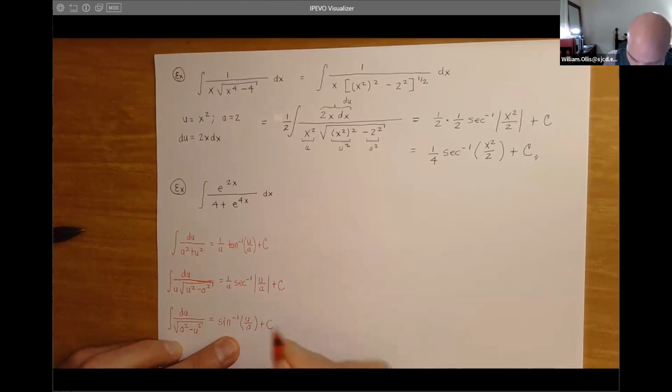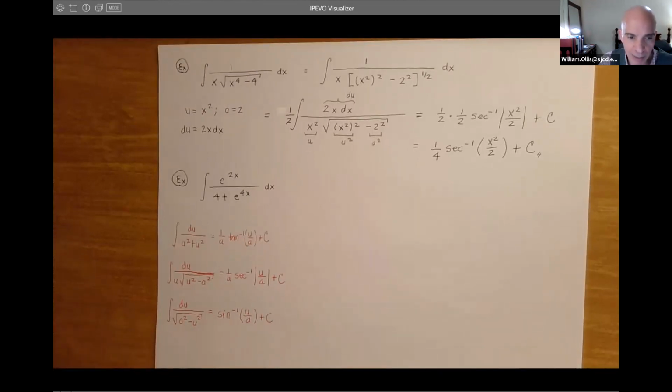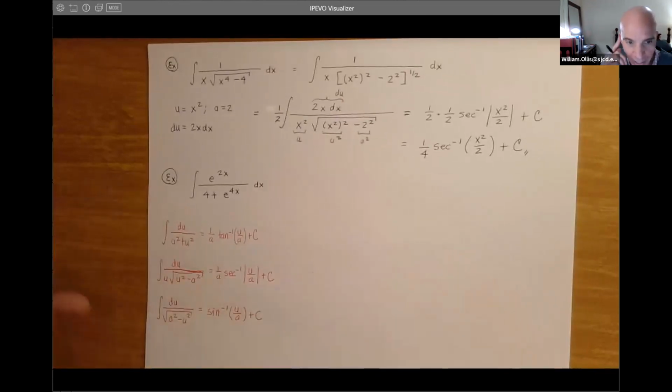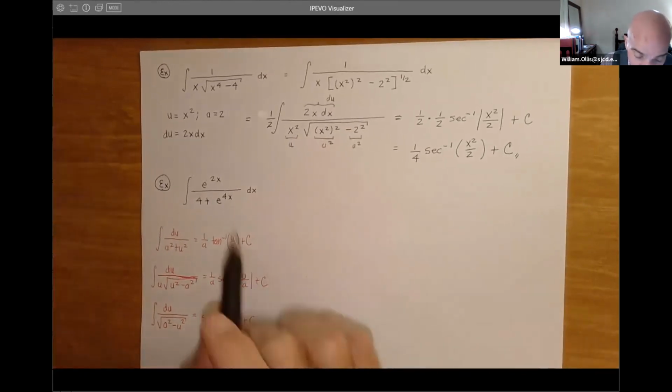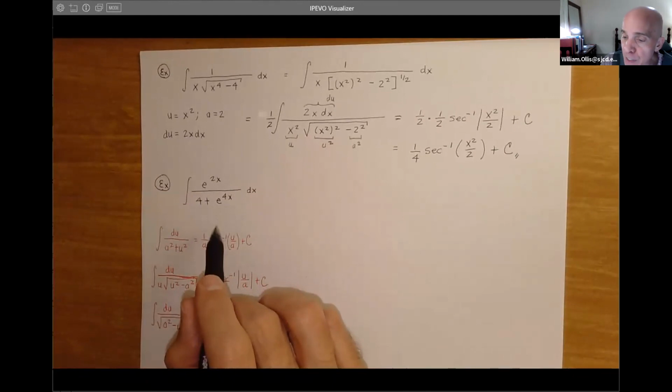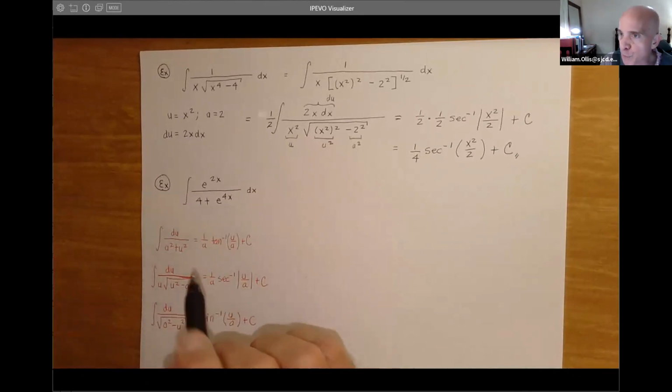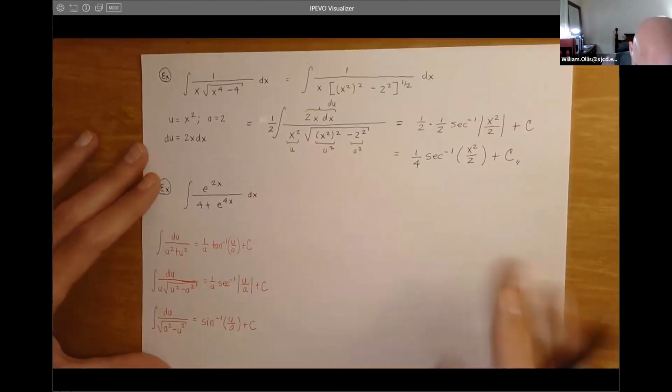Okay, so that's what we've been using. I didn't want to just break away, but just to remind you to have everything in one place. Now, when we look at this, we see the absence of a radical. So we're thinking, well, maybe we can rig this for the inverse tangent form.